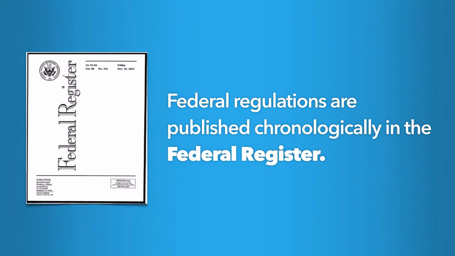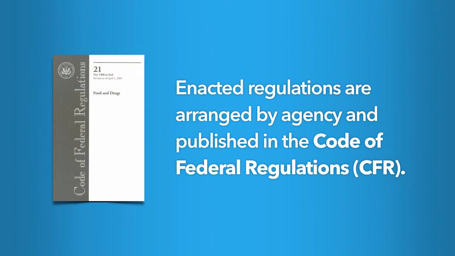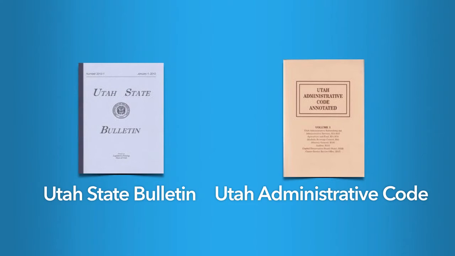Regulations are published in a similar manner to statutes. First, federal regulations are published chronologically in the Federal Register, and then enacted regulations are arranged by agency and published in the Code of Federal Regulations, also known as the CFR. State regulations are published in a similar manner. In Utah, regulations are published in the Utah State Bulletin and then published topically by agency in the Utah Administrative Code.